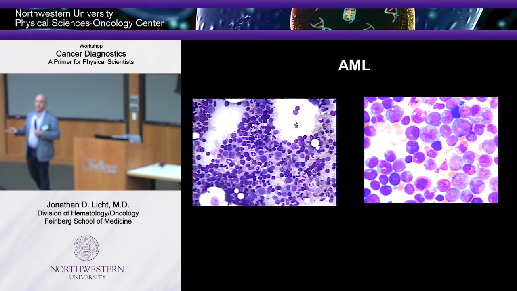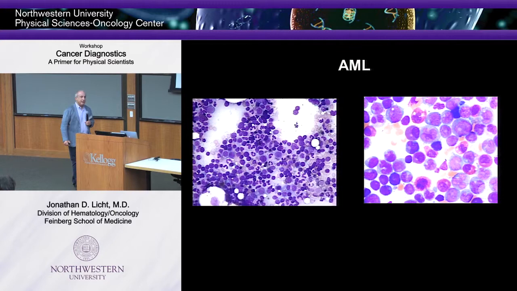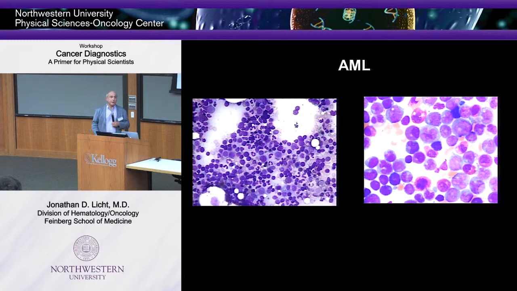And patients like this can suffer symptoms from these white blood cells infiltrating into tissues and causing organ dysfunction, bleeding in the brain, liver failure, kidney failure. And what they also do is they crowd out the normal blood elements, so you have too few normal white cells, you can get infected. Too few normal red cells and you get anemic, and too few platelets, which are involved in blood clotting, and you can spontaneously bleed. So how has this disease been classified over the years?